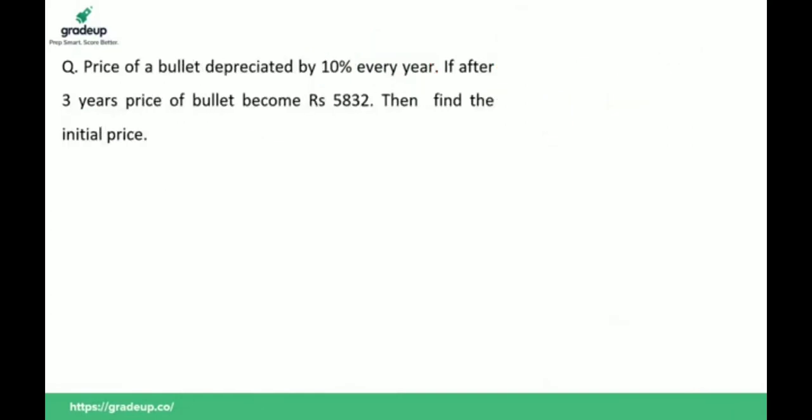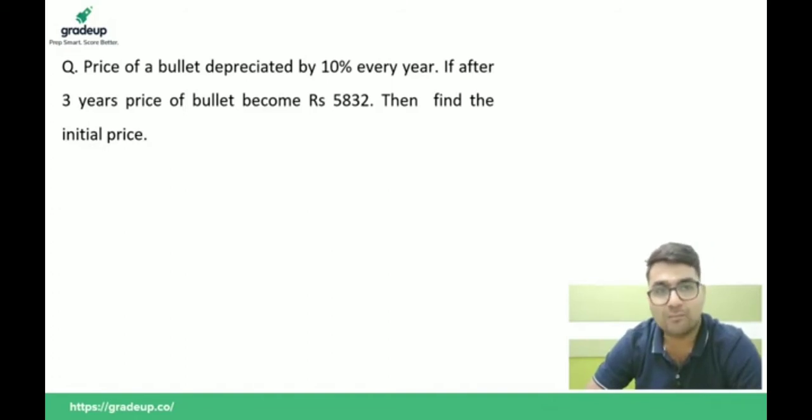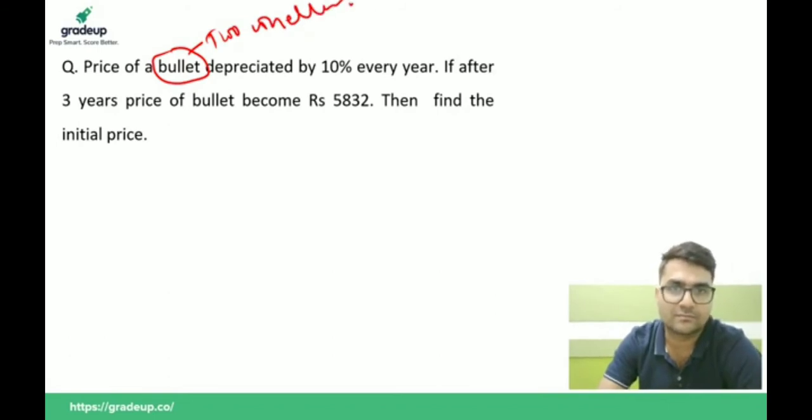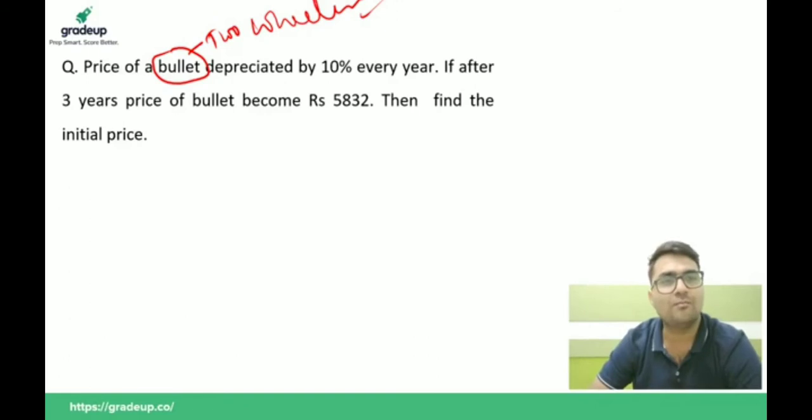This is again a question on the same line. Please try to solve this question. Price of a bullet. Bullet means two-wheeler. You all know about the bullet. The price of the bullet depreciated by 10% every year. If after 3 years the price of the bullet becomes 5832, then find the initial price of the bullet.